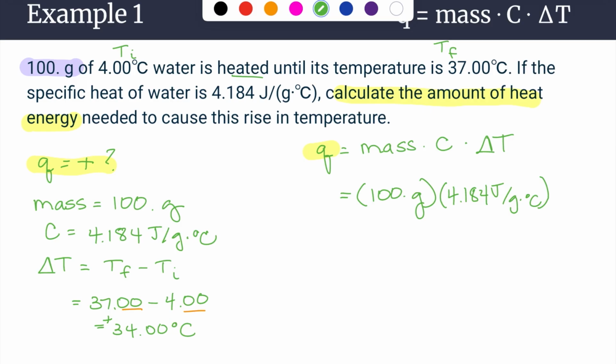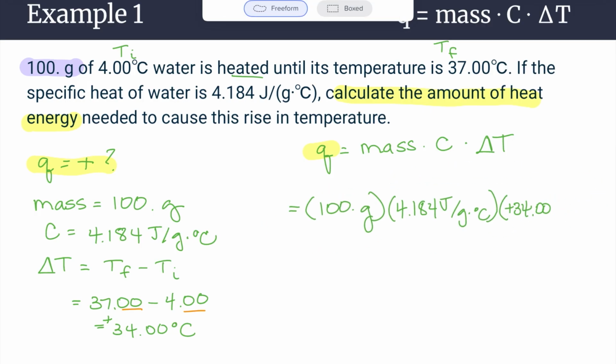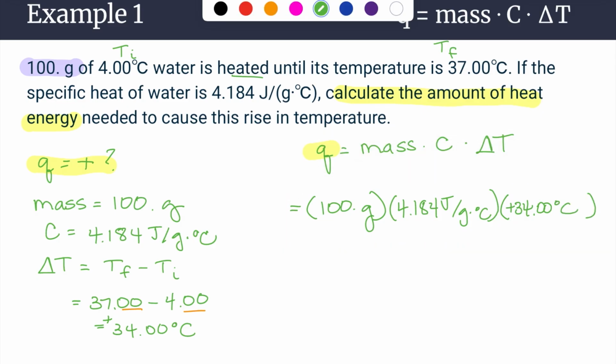And then times my change in temperature, and that is a positive 34. And so that is going to tell us the direction of that heat transfer into or out of the substance in our final answer. And so then we can go through and multiply all those values together. So I'm multiplying 100 times 4.184 times that 33.